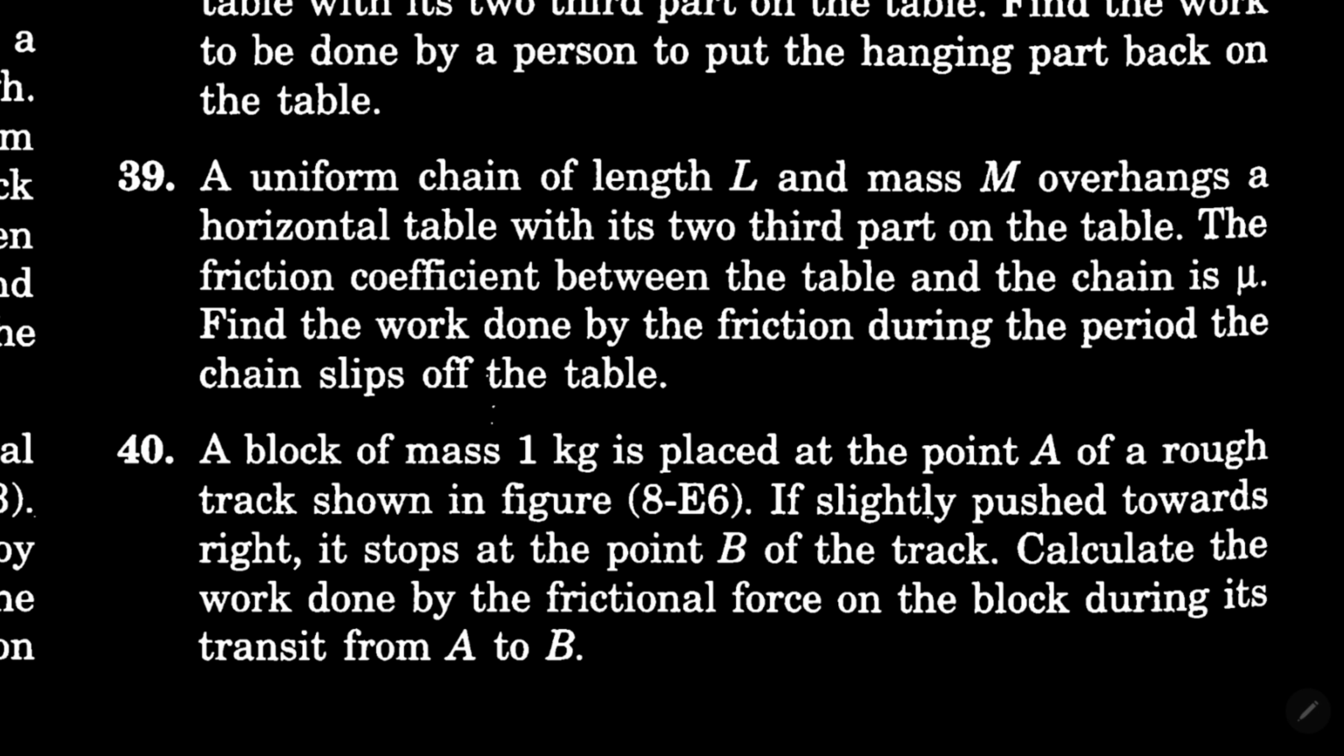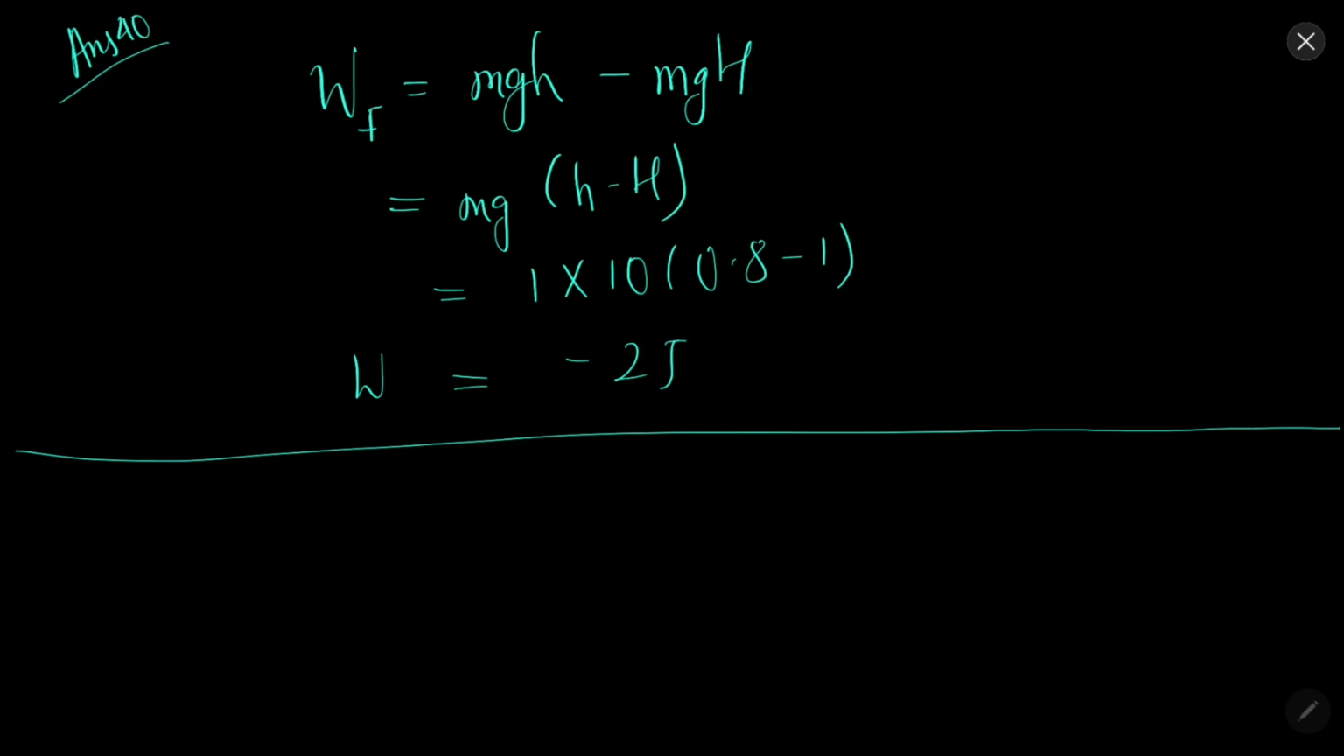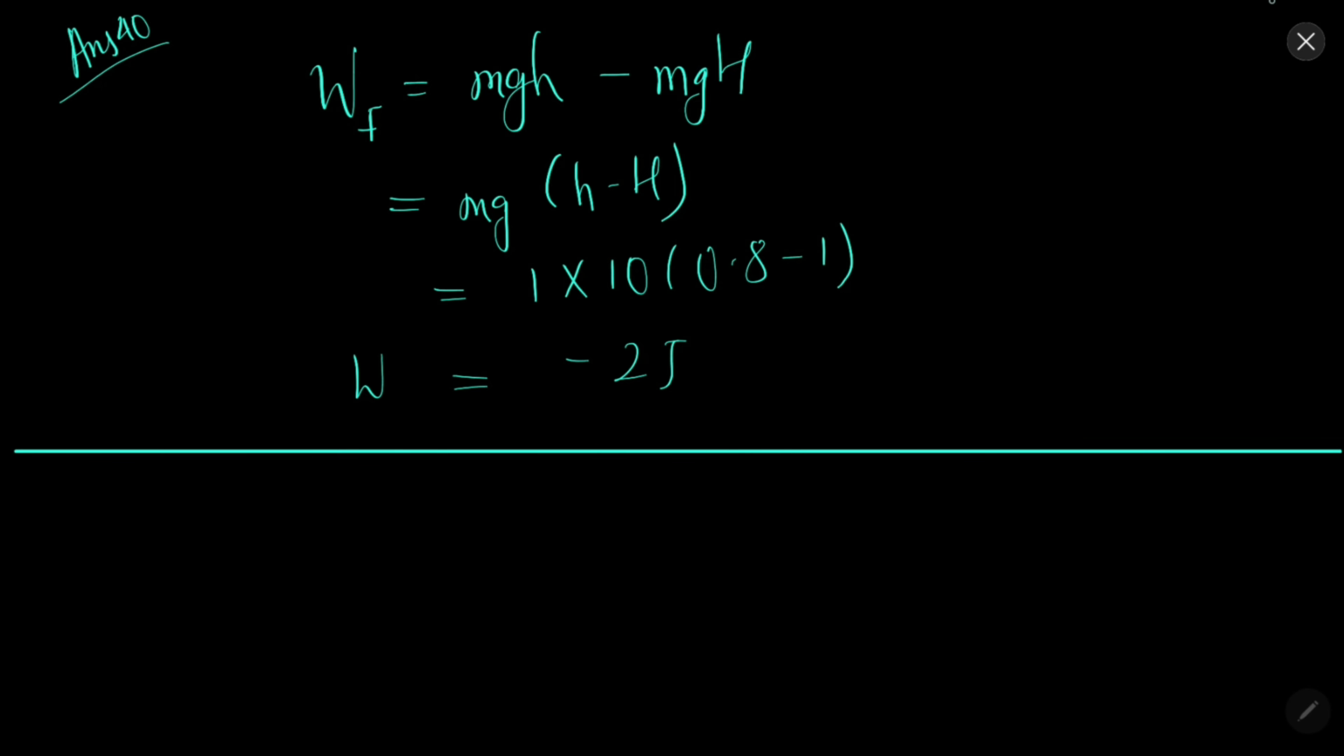In question 40, a block is there of mass 1 kg. We need to calculate the work done by the frictional force on the block during its transit from A to B. So this is solution 40. Work done will be final potential energy minus initial potential energy, mg into h final minus h initial, which will give us our answer, minus 2 joule, as the body is moving down.